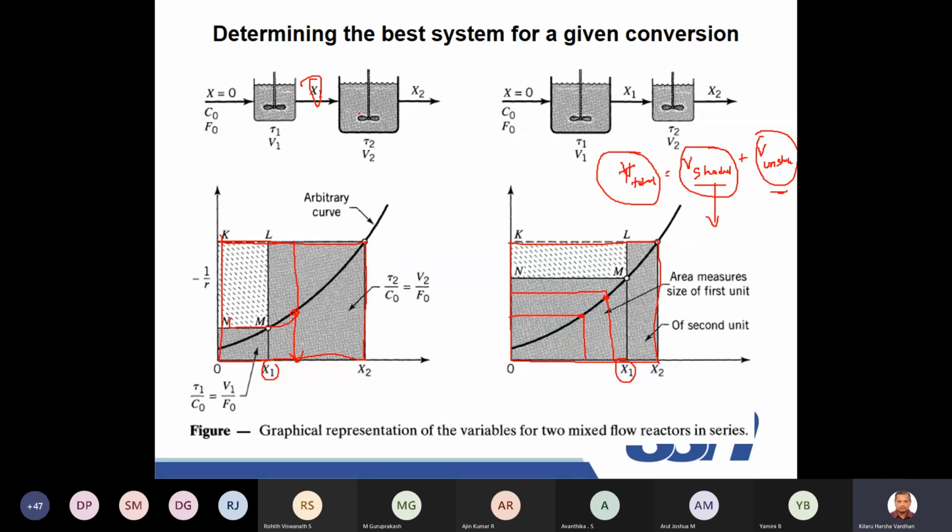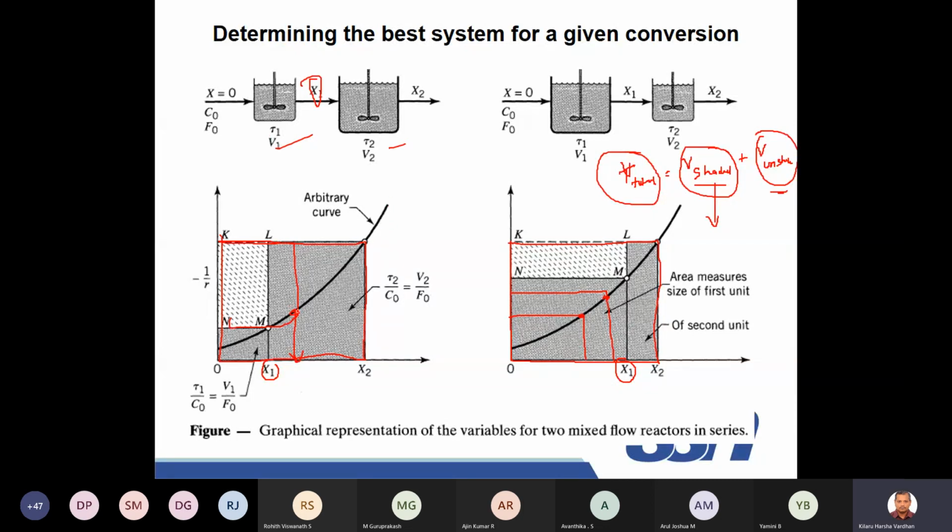Whatever reactor is giving that conversion, you put that reactor first, either a small reactor or a big reactor. It's not that a small reactor is always better or a big reactor is always better. Again, it depends on the rate curve. If this is first order, you will have one combination. If it is second order, again, it will have some other combination. So it depends on the rate curve.